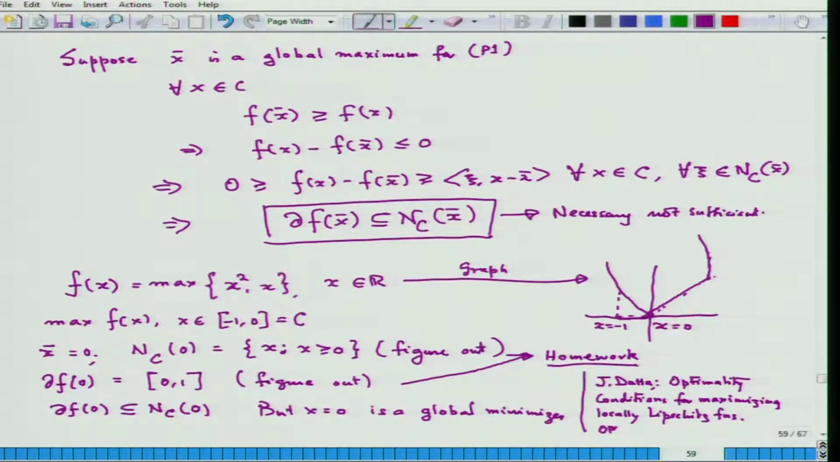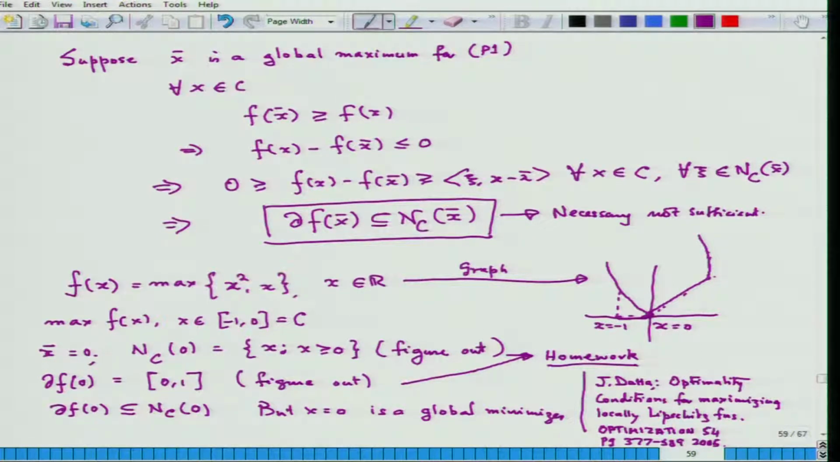It is published in the journal Optimization, volume 54, pages 377 to 389, in 2005, sorry, not 2006, 2005.